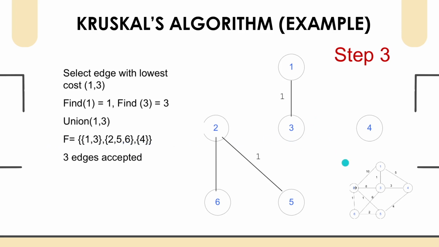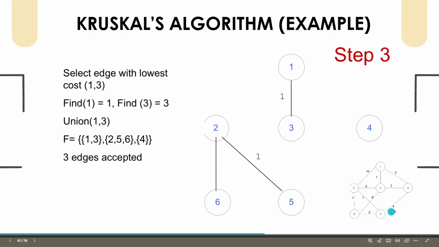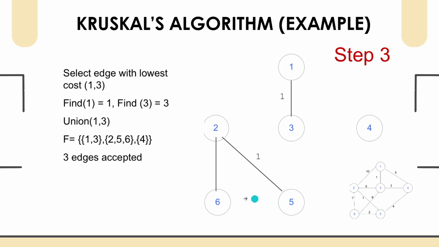Next, we have to pick up the other edge with the least cost. Our possible choice is the edge with the weight of 2, that is between 6 and 5. As you know, if I add this edge, we will end up in a cycle. So, we have to avoid it.